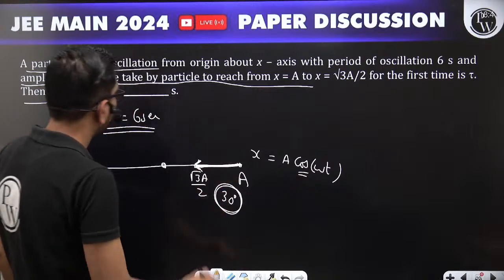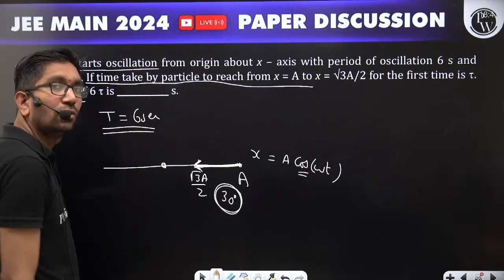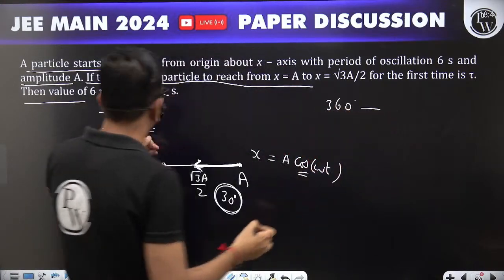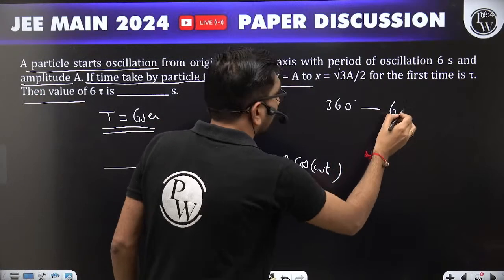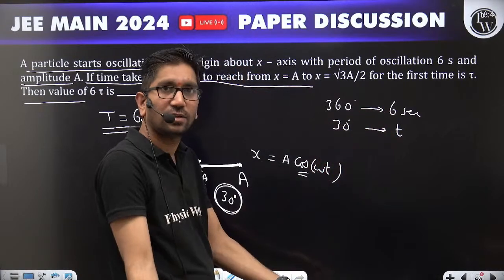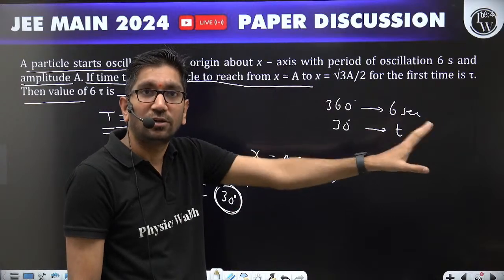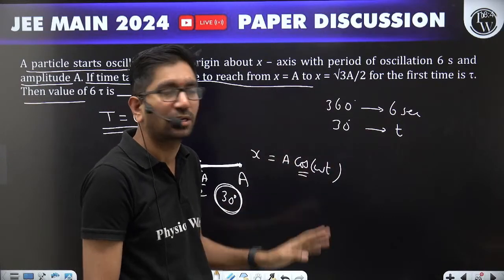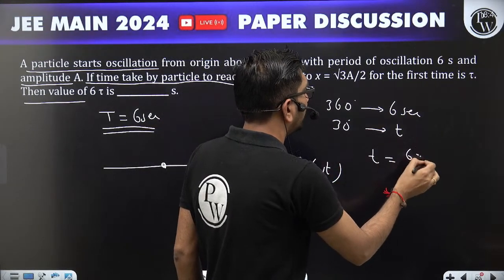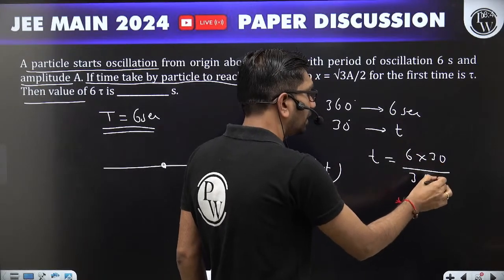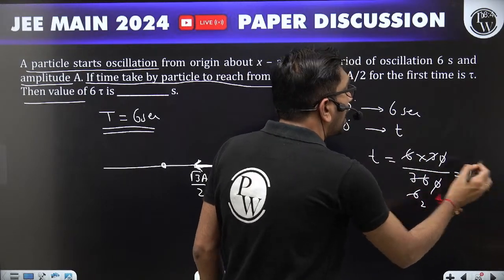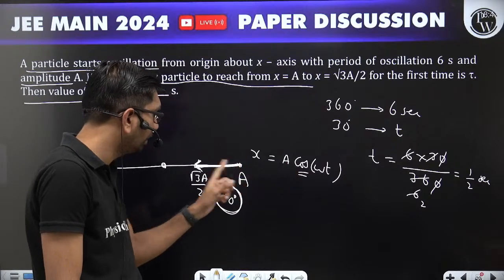Now observe carefully. To complete one oscillation, it takes 360 degrees. For 360 degrees, it is taking 6 seconds of time. For 30 degrees, how much time will it take? Unitary method. This is a very easy, beautiful trick to solve this type of question. T is equal to 6 into 30 by 360. This 0 gets cancelled. 6 6s are 36, 3 2s are 6. So finally, in half a second, it will reach from here to here.